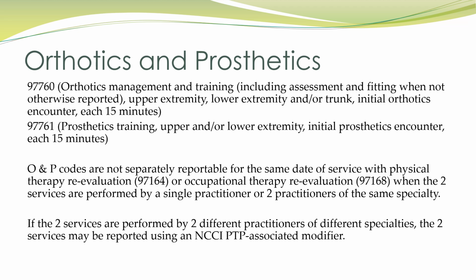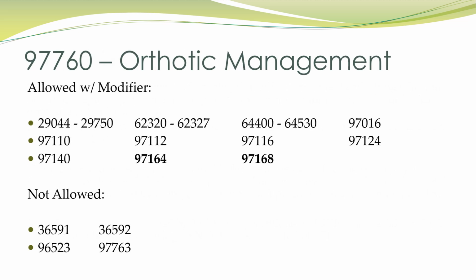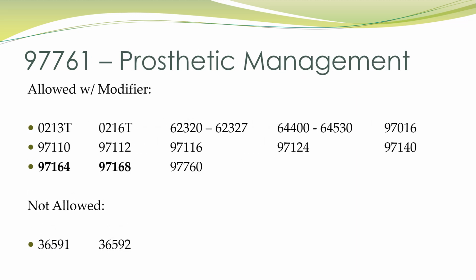Now for orthotics and prosthetics. 97760, orthotics management and training, and then 97761, prosthetics training. O&P codes are not separately reportable for the same data service with a physical therapy reevaluation or an OT reevaluation when the two services are performed by a single practitioner or two practitioners of the same specialties. If the two services are performed by two different practitioners of different specialties, the two services may be reported using a modifier. So again, just showing the code 97760 allowed with modifier, the two reevaluation codes. Again, that would be modifier XP or 59. And just the same thing with 97761 prosthetic management.